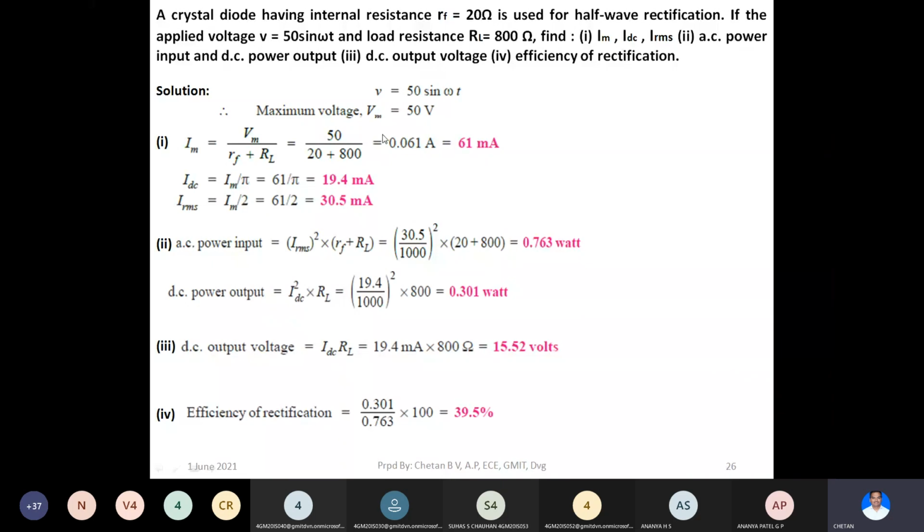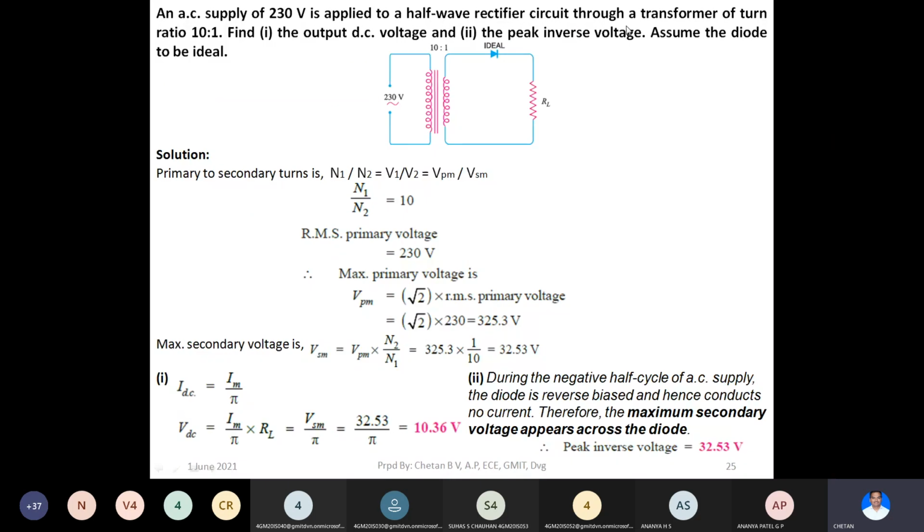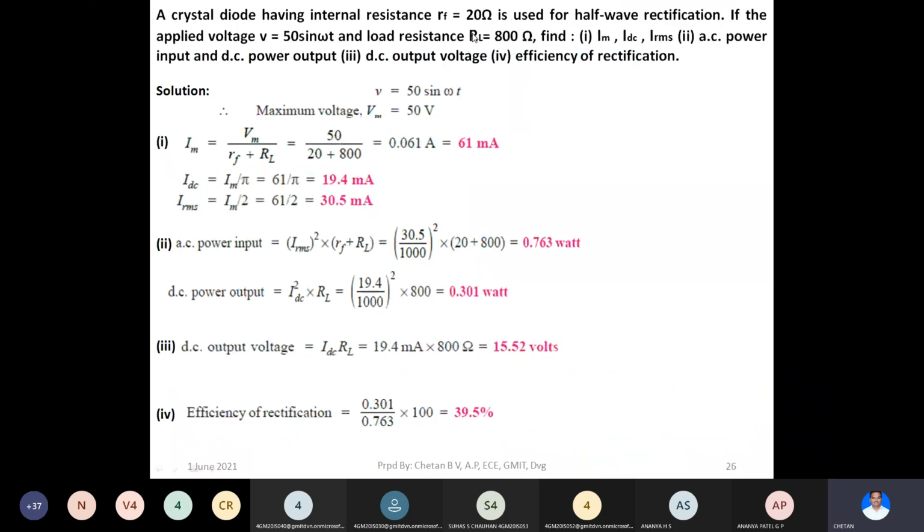So what they have given is V equals Vm sin omega t. This is the applied voltage for the diode. Here also you are performing half wave rectification, which means the circuit will be like this. They have directly given the voltage that is applied to the diode. They have not given any transformer here. Therefore, this is the voltage that is directly applied to the diode, which is V equals 50 sin omega t. So in this equation, this first part 50 is nothing but Vm or maximum voltage.